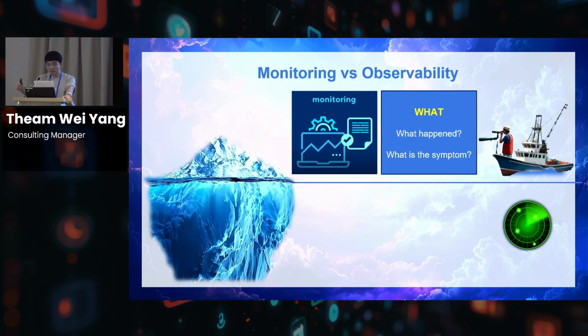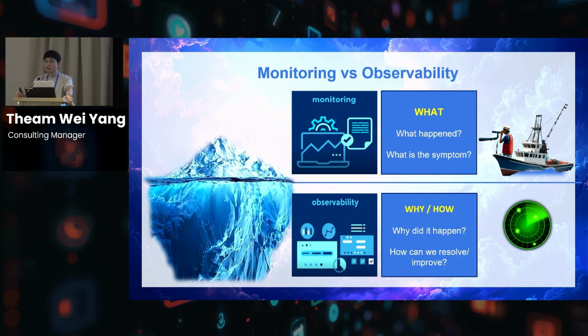So in short, monitoring gives you the what part: what is happening, what are the symptoms, for example high CPU usage, low disk space, low memory, etc. But observability gives you the why or the how part. Why did it happen? How can we resolve it?